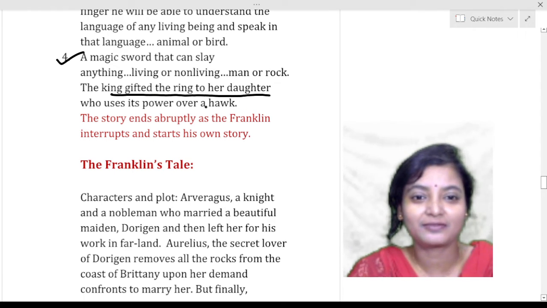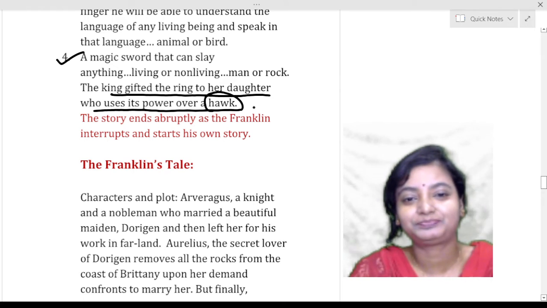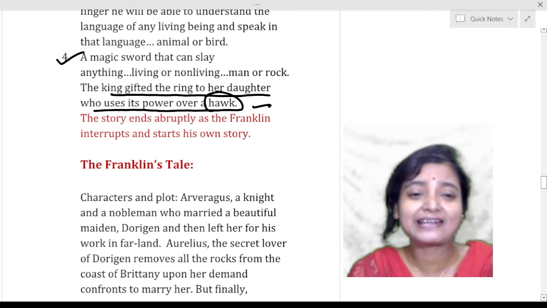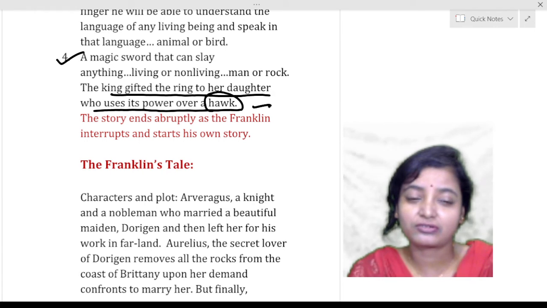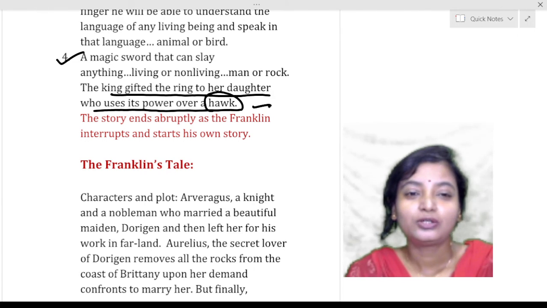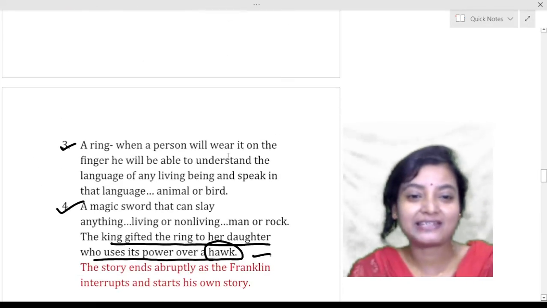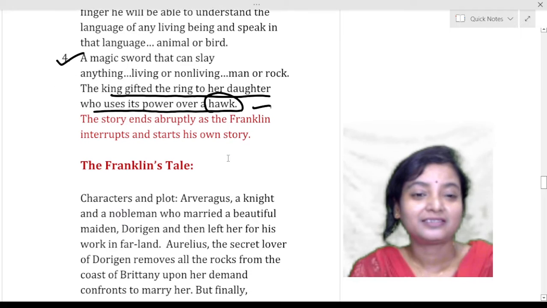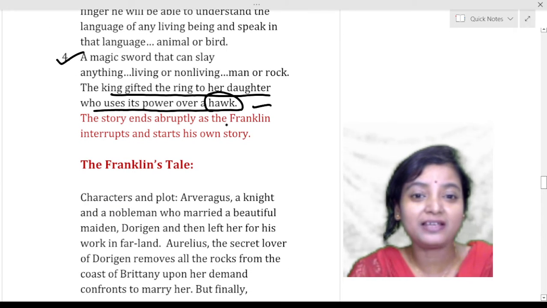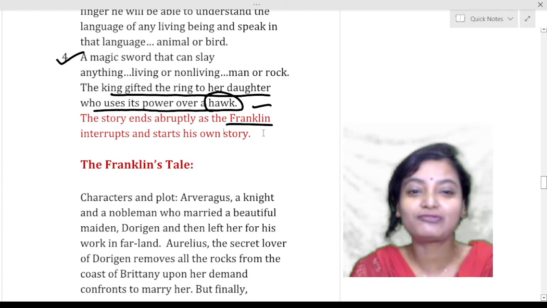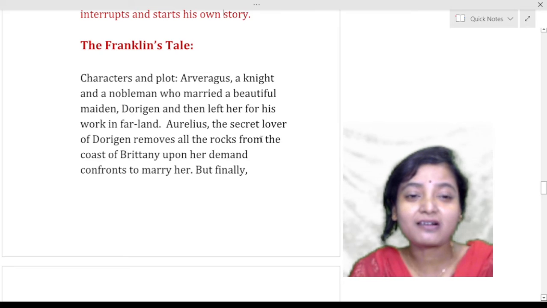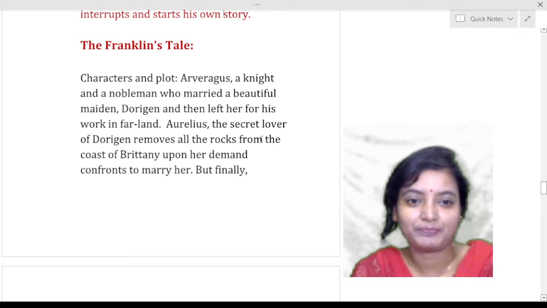So this bird. Okay. The story ends abruptly. Why? As the Franklin interrupts the story and starts his own story. So the Squire's tale was interrupted by which character? The Squire's tale was interrupted by Franklin and also followed by Franklin. Now come to the Franklin's story.